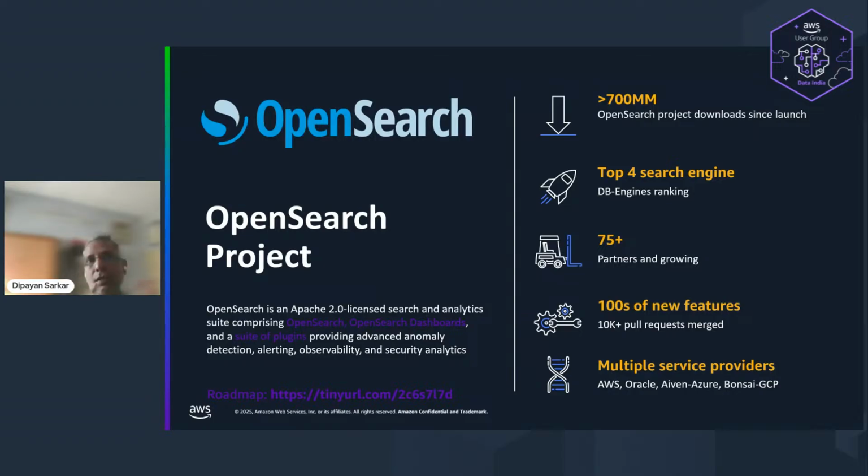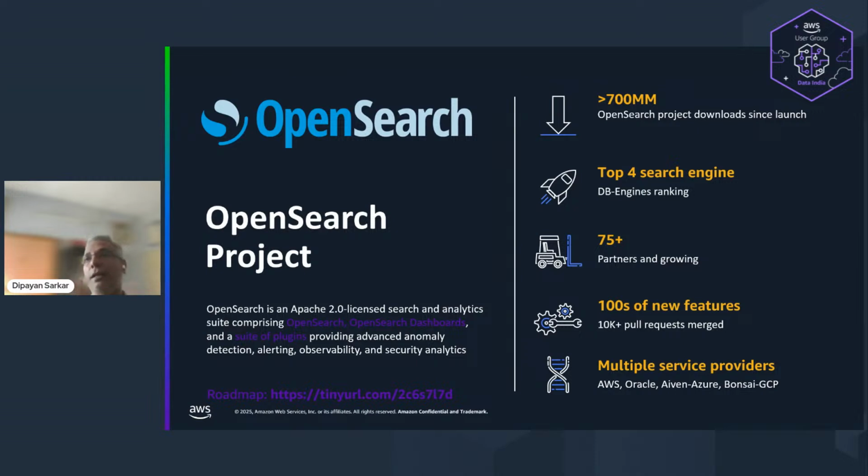So the difference you will see is in the version. Maybe in open source they are on a higher version and we are maybe two versions behind. That is the only difference. But most of the features and other things you see in the open source OpenSearch project, we are embedding into the managed OpenSearch service, right?